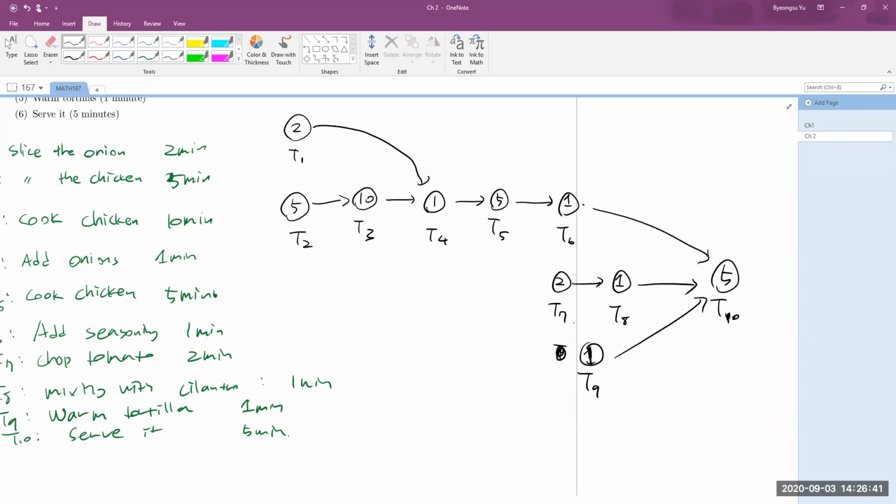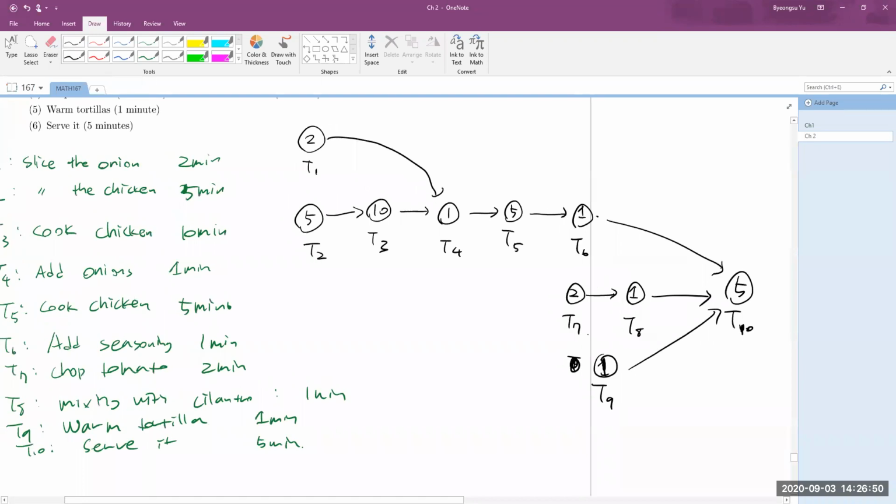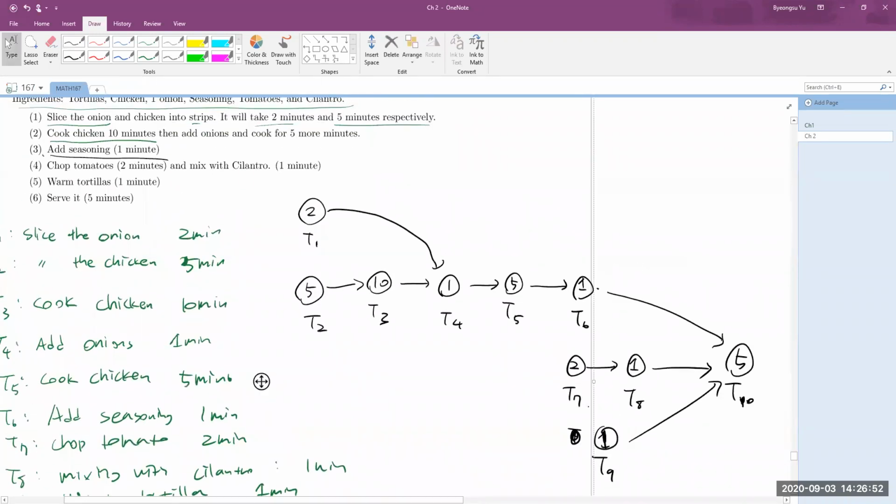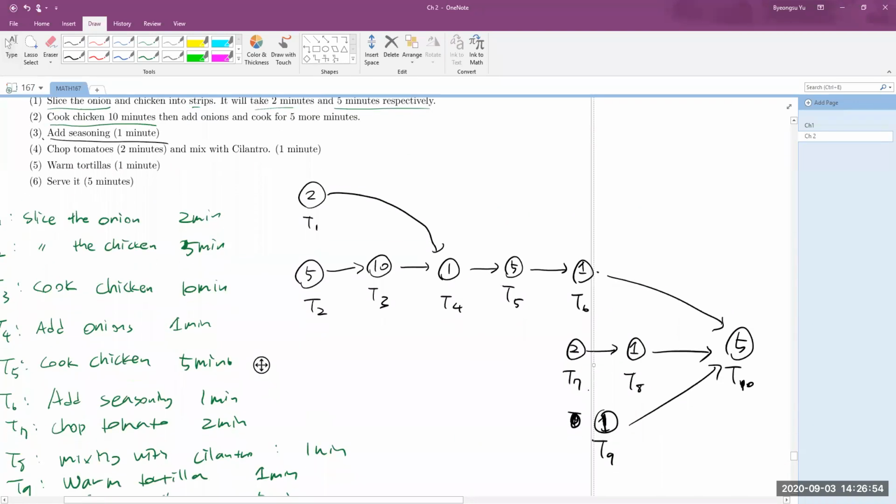Good. Okay. I just guesstimated that adding onions would only take 1 minute, because I didn't include it in the recipe. Thank you.